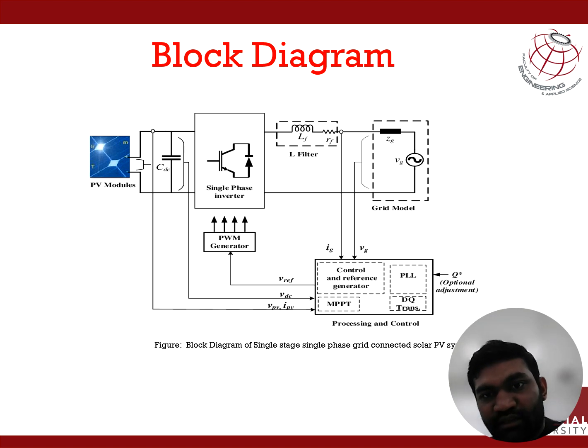transformation, and the Q is an optional adjustment here. All four combined together, the control and reference generator, MPPT, PLL, and DQ, make up all the processing and control in the block diagram. So basically, this is how the system runs as per the project.